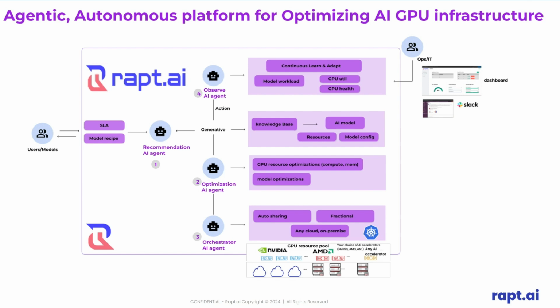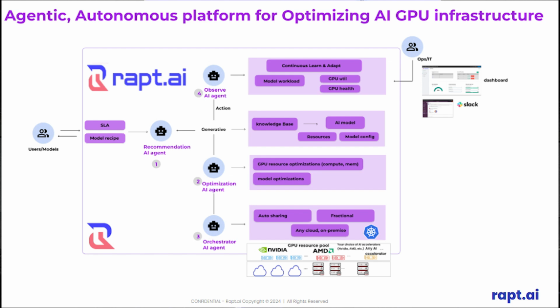So if you are an ops or a platform person, you can just use Slack or a dashboard to use the agent, or the observer agent in this case, to get the information. If you are a data scientist or ML engineer, or anybody running production, all you have to do is input the model recipe, and then it's a multi-agent system wherein there is a recommendation agent, an observer agent, an optimization agent, and then an orchestration agent. All of them work together autonomously so that you don't have to worry about it, whether you're a platform person, a data scientist, or an ML engineer. So it's an agentic approach to doing things.